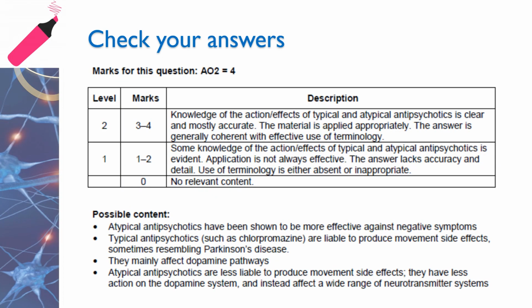So for this one, it's AO1, AO2. You could have said atypical antipsychotics have been shown to be more effective against negative symptoms. Typical antipsychotics are liable to produce movement side effects resembling Parkinson's disease. And then you could have continued to say they mainly affect dopamine pathways. Atypical antipsychotics are less liable to produce movement side effects. These are all reasons why Jenny's psychiatrist wants to move her on to the atypical antipsychotics.